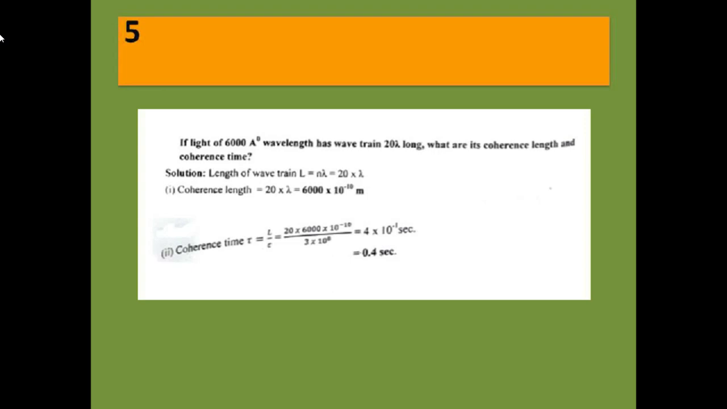Tau is equal to L upon C, which is equal to 20 into 6000 into 10 to the minus 10, that is the L coherence length, divided by C, velocity of light. And remember this, velocity of light is 3 into 10 to the power 8 meter per second. So when you substitute and when you solve, you will get 0.4 second.